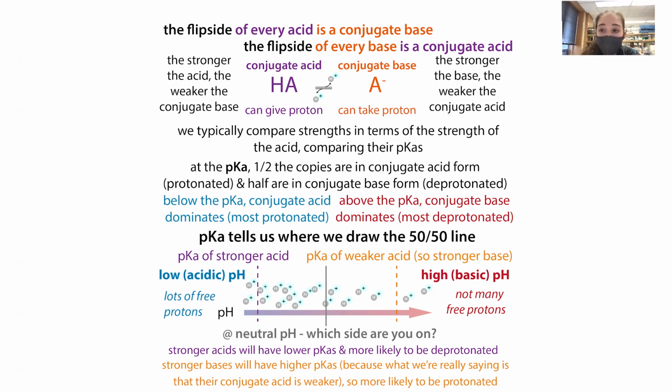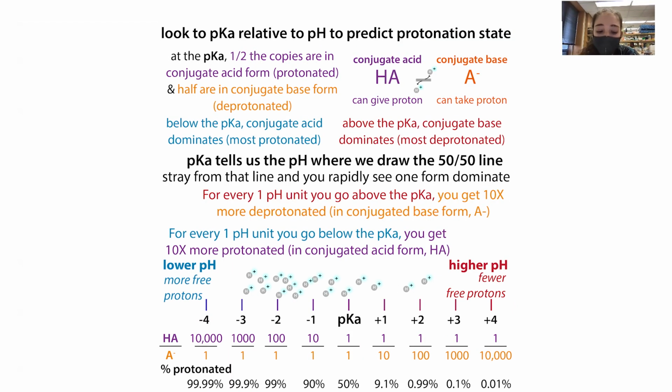If you go to a higher pH, then you have fewer protons available. So you're more likely to be deprotonated. If you go to a lower pH than the pKa, you have more protons available, and so you're more likely to be protonated. So you have to compare the pKa to the pH in order to determine how much of it's going to be protonated.